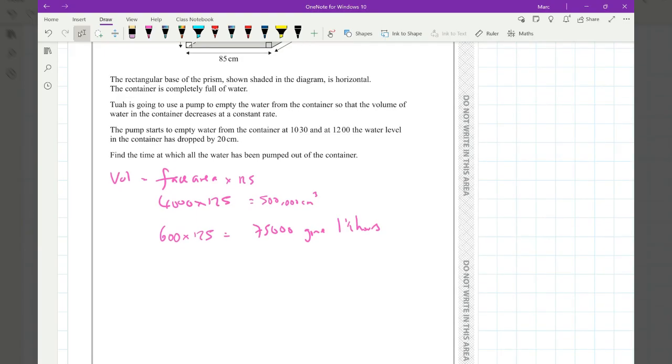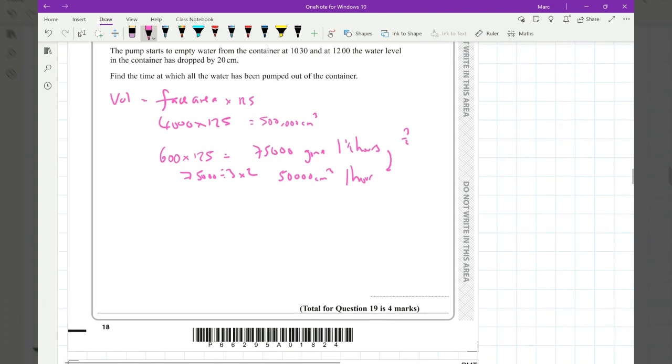I'm going to actually just convert this now. So 1 hour. And I'm going to do this because this is like 3 over 2. So I'm going to sort of divide it by 3. 75000 divide by 3 times by 2. That gives me 50,000. So it's 50,000 centimeters cubed per hour.